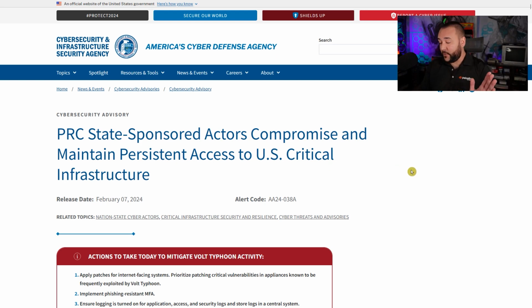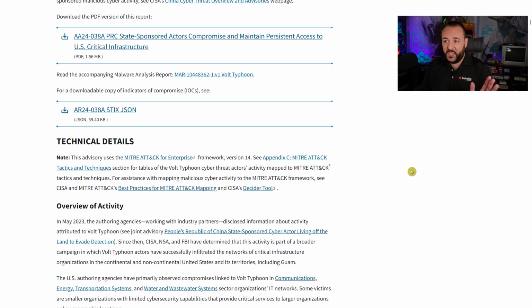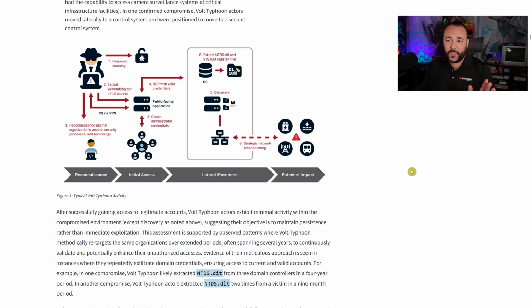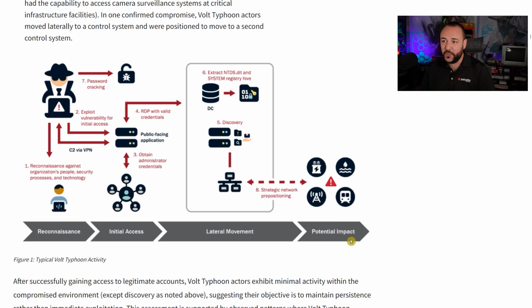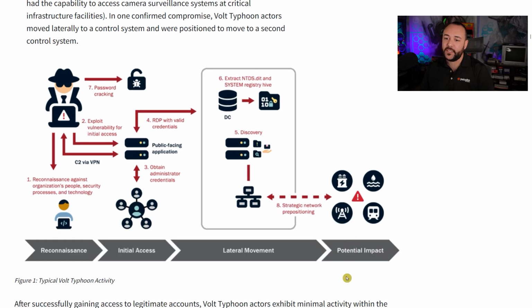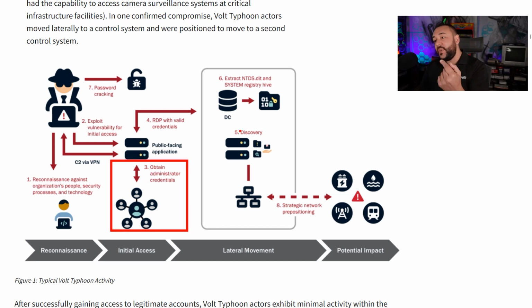And I can scroll forever, up and down this thing. It goes on forever. It's very long. But one thing I want to show you is this right here. So what they try to do is they run reconnaissance, they exploit a vulnerability for initial access, and then basically they attain administrator credentials and then RDP into a system.